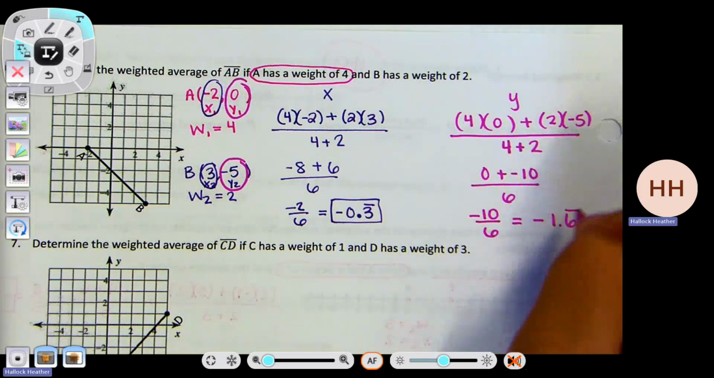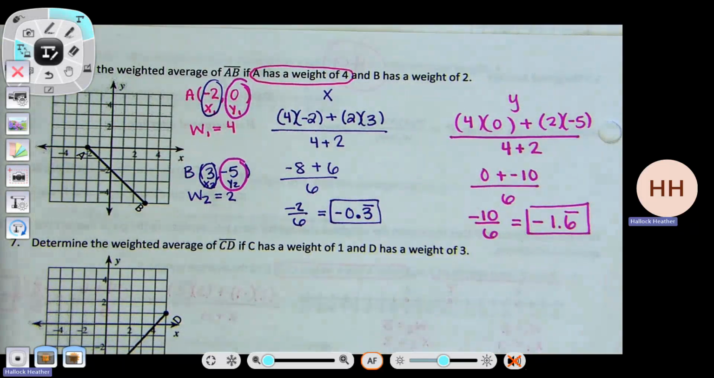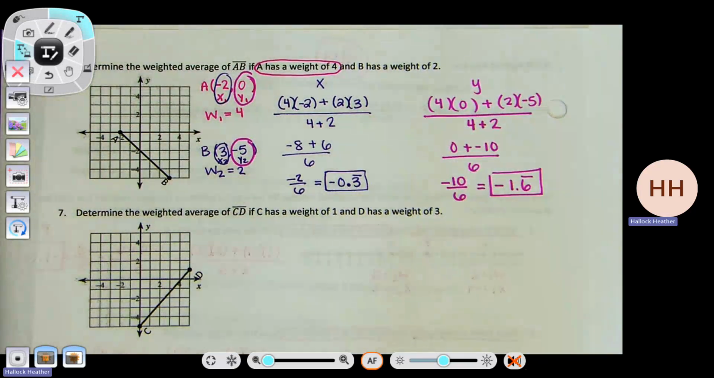-1.6 repeating. Oops. So if you put 1.7, that's fine. I just put 1.6 because it's repeating, so you can just put the little line on top. Okay. Try number 7. Start by writing out A and B, or I guess C and D. The X's all go together, then the Y's go together. So you're basically doing the same thing, just twice. One time you're only using X's, this next time you're only using Y's.